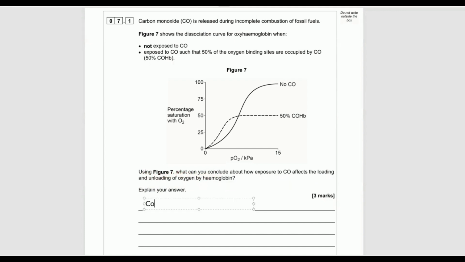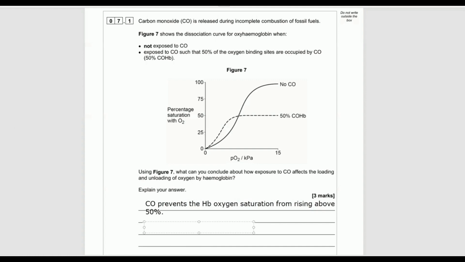So first of all, I'm going to discuss the line which says 50% COHB, and what that's telling us. On that line with the 50%, when the carbon monoxide binds to the hemoglobin, you do not get an oxygen saturation on the y-axis above 50%. So the maximum amount of oxygen the hemoglobin can carry once carbon monoxide is bound to it is 50%.